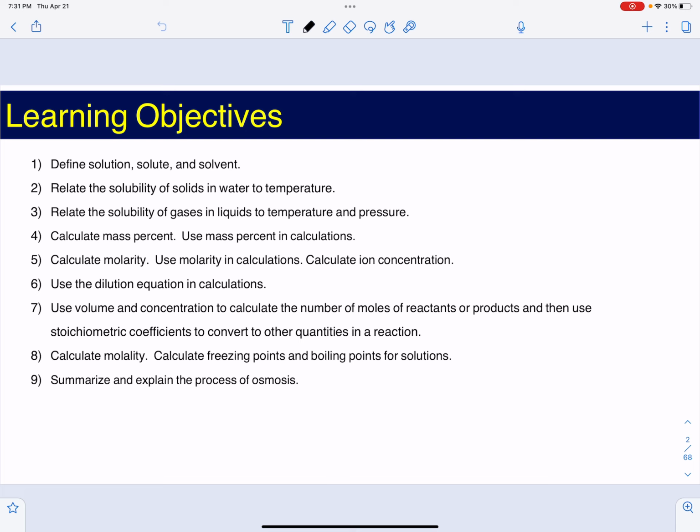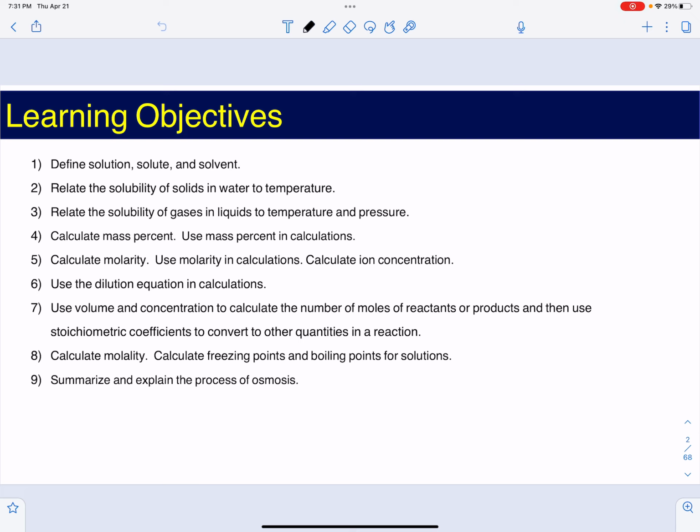You already know how to do it with gases using PV equals nRT, and you definitely know how to do it with grams, changing the grams to moles. So every time we do a stoichiometry, we have to use moles. Grams to moles with molar mass, pressures, volumes, and temperatures to moles using PV equals nRT. And now we're going to learn how to do that with solutions using the molarity.